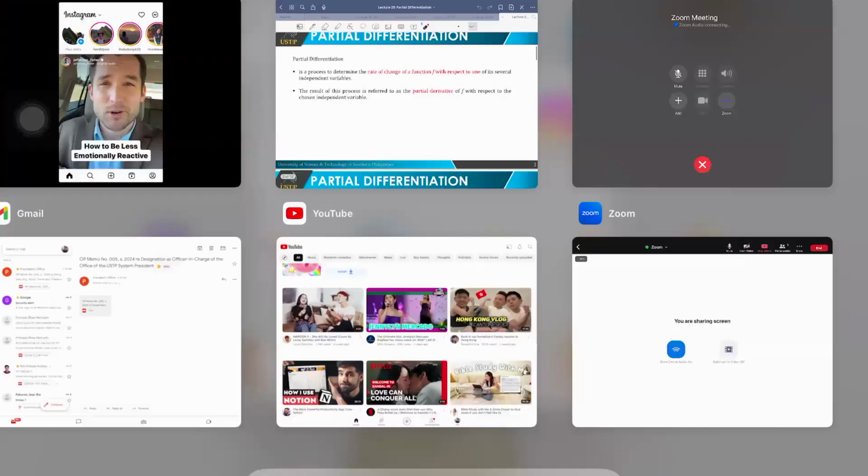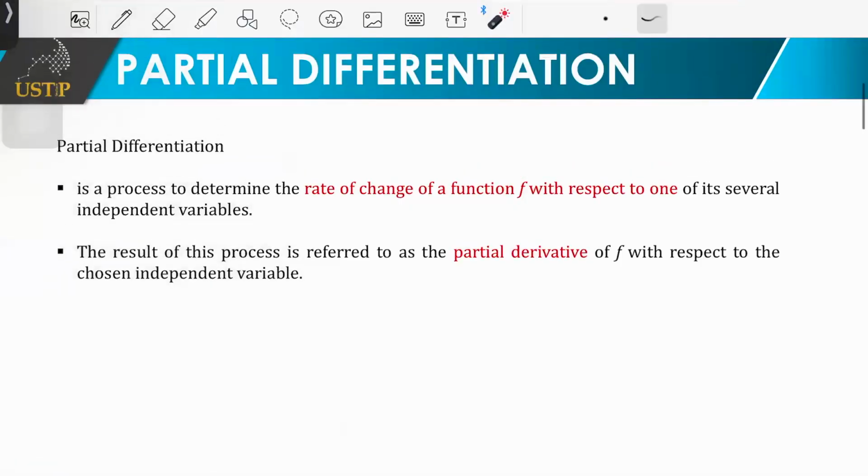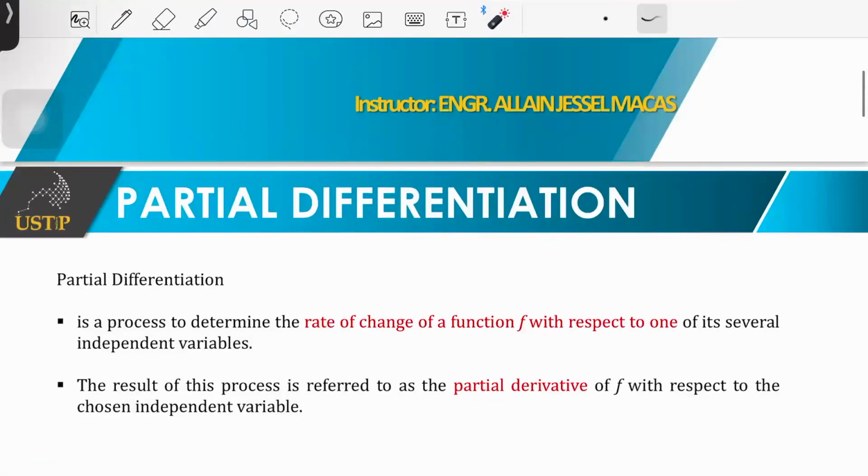Okay, welcome to our last lecture class, partial differentiation. So, it's easy if you know how to differentiate. From the word partial, class, you don't differentiate everything. So, partial differentiation is a process to determine the rate of change of a function f with respect to one of its several independent variables. Okay? So, the result of this process is referred to as the partial derivative.